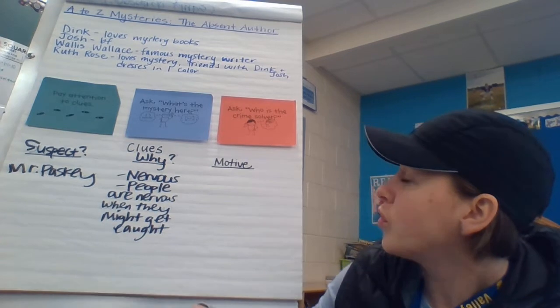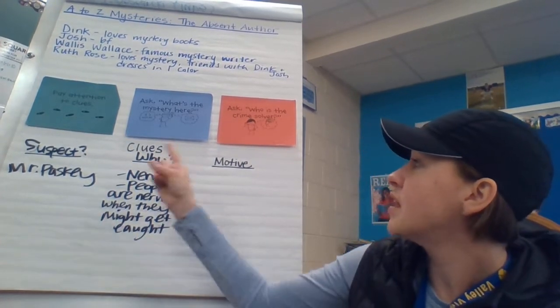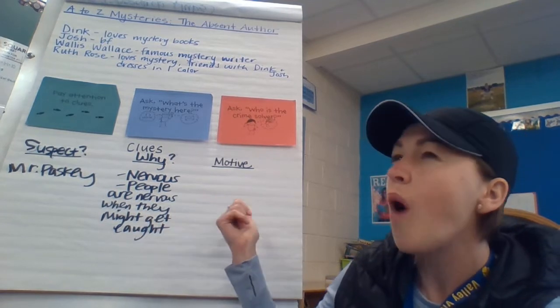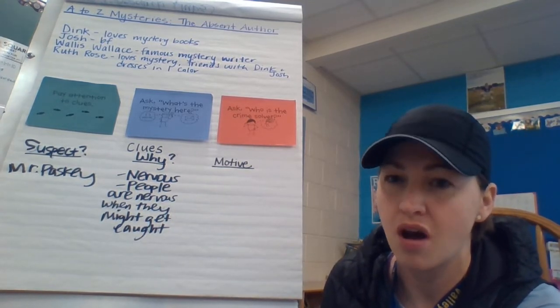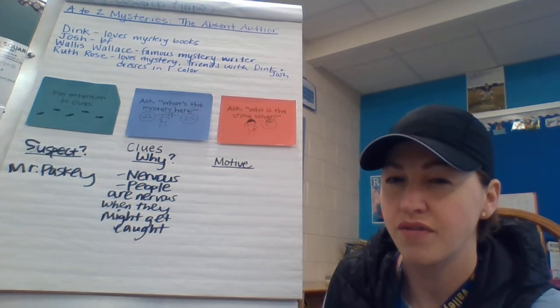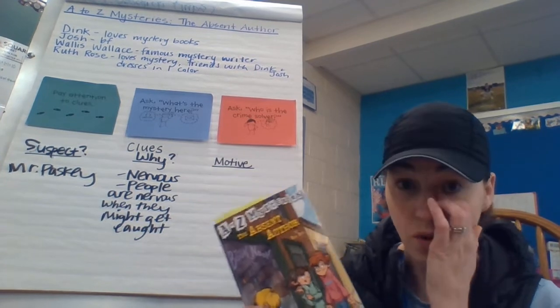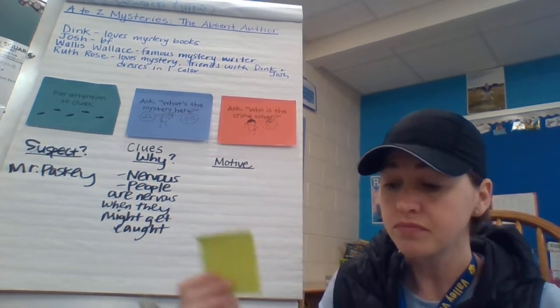So what we're going to do is keep paying attention to suspects. But then we're going to think about, if there are any clues, why might this person be part of the crime? What's their motive? I'll keep talking about that as we keep reading, because we have quite a bit to read today. So we're on chapter 3 already.